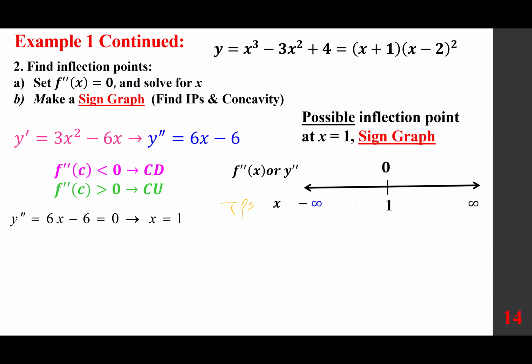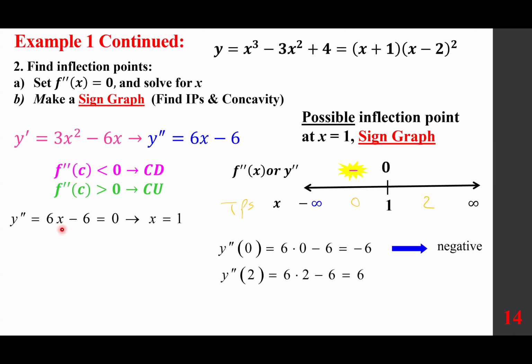Obviously, to the left of 1, the easiest would be 0. To the right would be 2. So if you plug in 0 into the y double prime 6x minus 6, you get negative. And you put negative. On the other hand, if I put number 2 as a test point, I get positive. Again, the key being negative versus positive. It doesn't matter what number. In other words, negative 6 or negative 6,000, it has the same meaning.